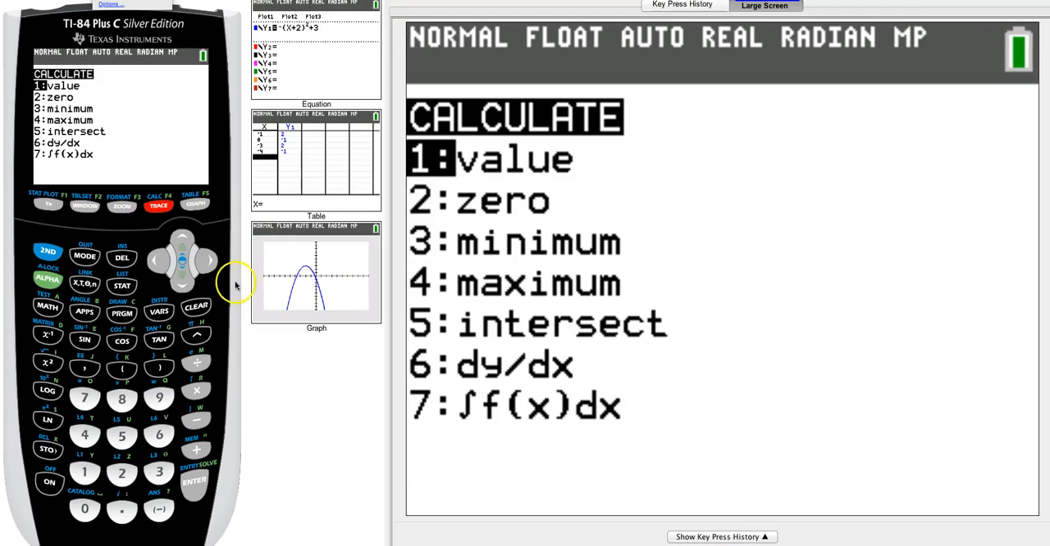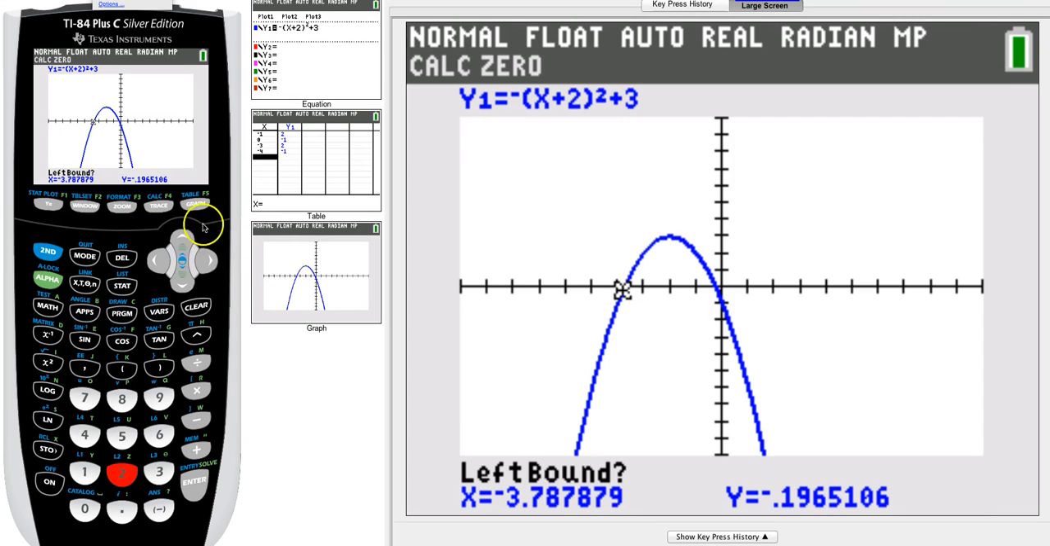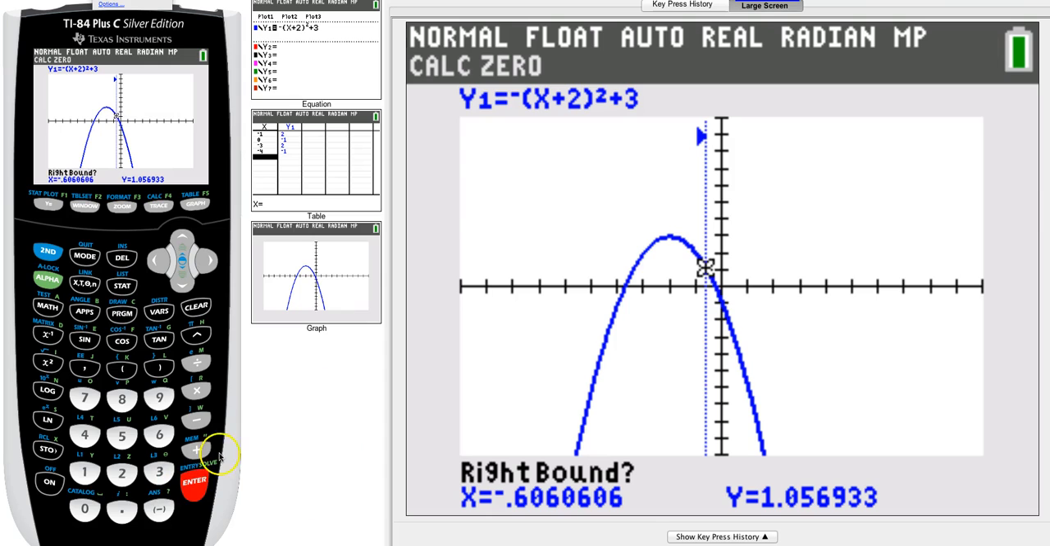Second, calculate. 2, left bound. Ladies and gentlemen, the left bound on this side. Again, you're following the graph left to right. So now I'm above the x-intercept on this side. I hit enter. It's going to tell me to look at the graph from left to right. So in this region here, bring the spider below the x-intercept.